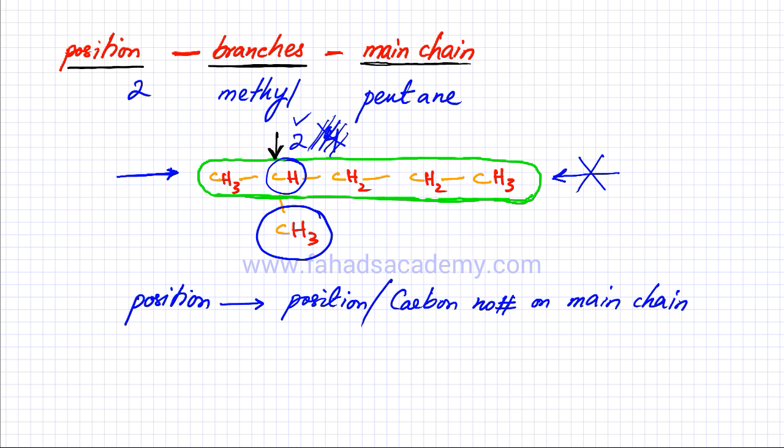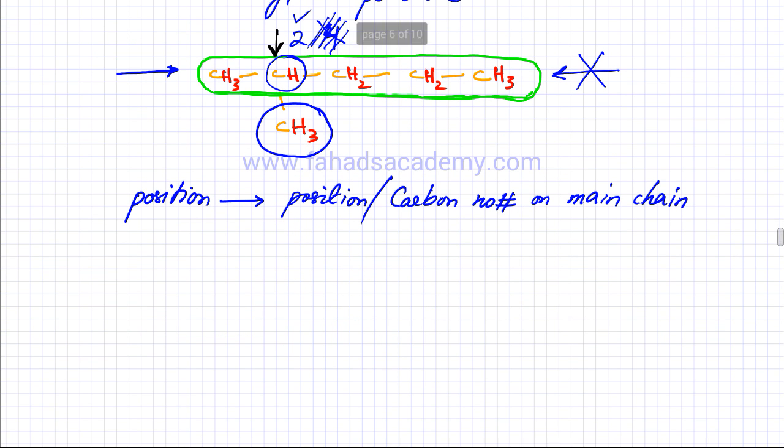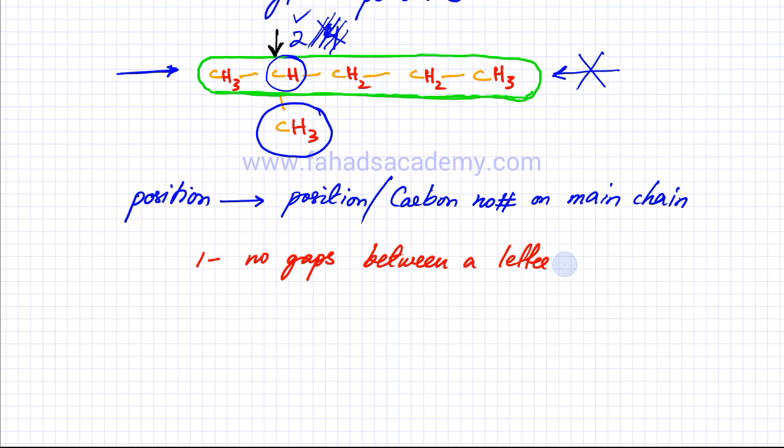Now let me discuss a few things more: how we're going to write this name. The name is 2-methylpentane when spoken, but how would you write this particular name? So there are a few more points that you need to learn. The first point is, point number 1, there are no gaps between a letter and another letter, between an alphabet and another alphabet.